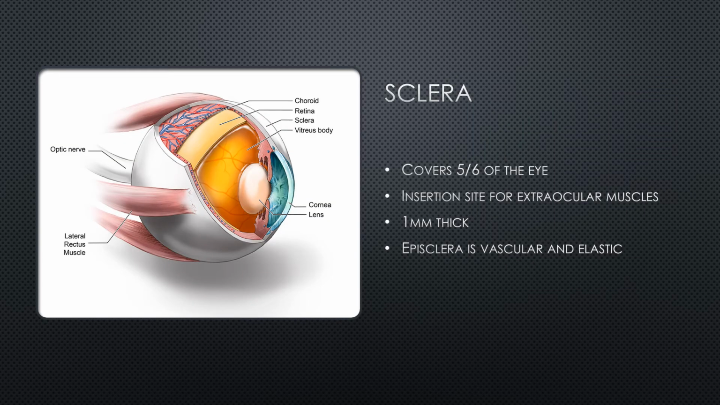Sclera is a white, fibrous tissue that covers 5/6 of the eye, supporting and giving shape to the eye. It is the insertion site for all the extraocular muscles and is approximately 1 millimeter thick, except where the muscles insert, where it is slightly thinner by about 0.3 millimeters. The episclera is a vascular and elastic layer that covers the anterior sclera. Where the episclera ends, Tenon's capsule begins and covers the remaining area from the limbus to the optic nerve.